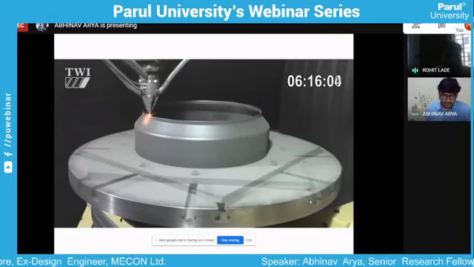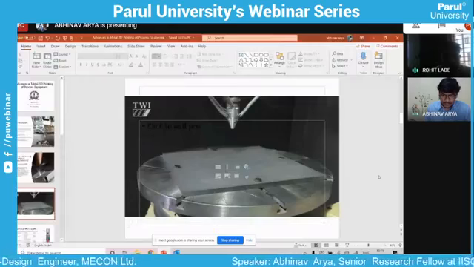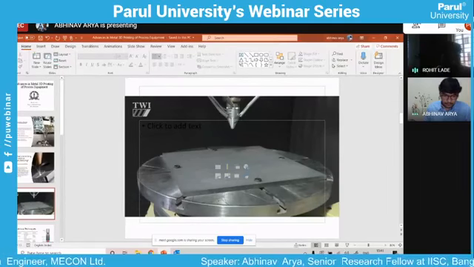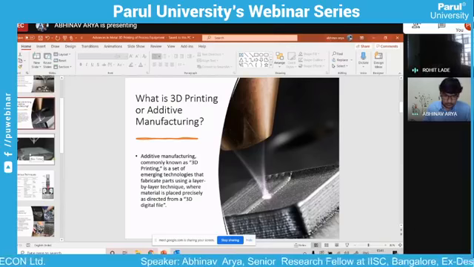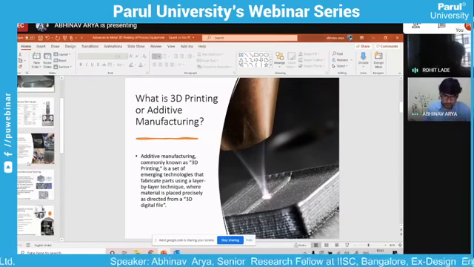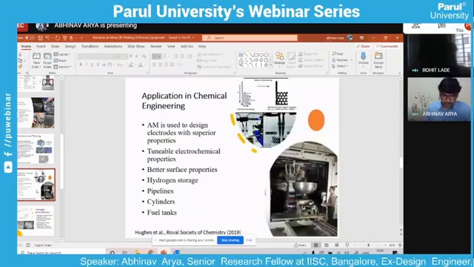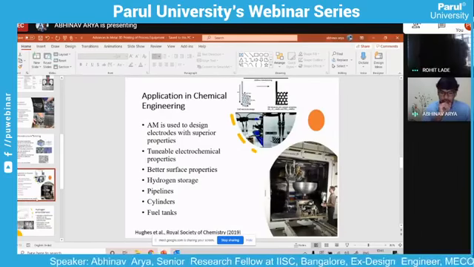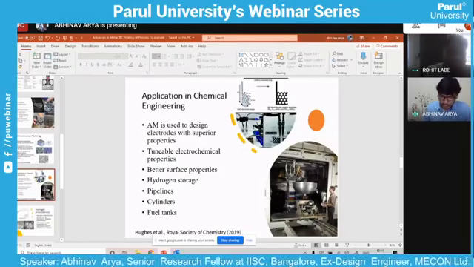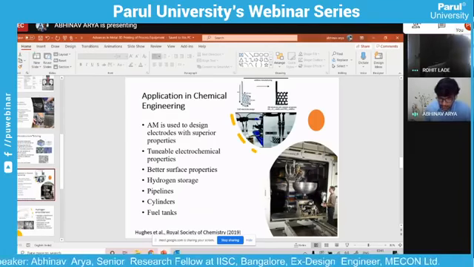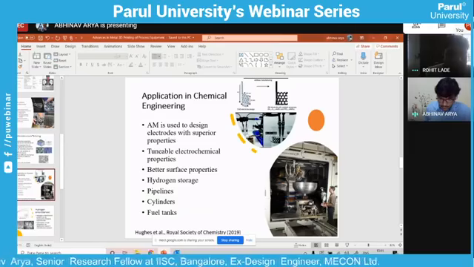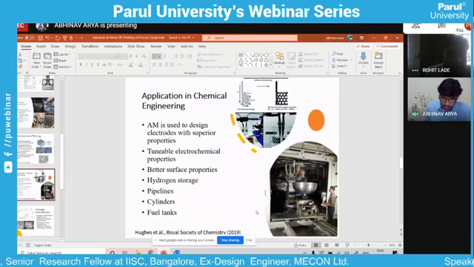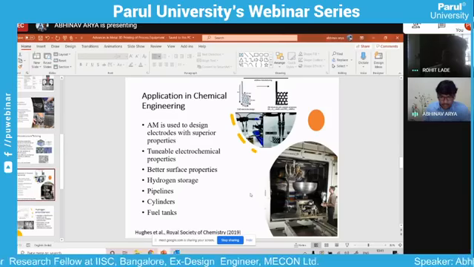So definitely for specific applications, advanced applications and for customizing, we can utilize this technique for manufacturing metallic equipment in process industries. Yes. So this is a fuel tank for the space program, from NASA. They are making the fuel tank using 3D printing. So it is used in various places.